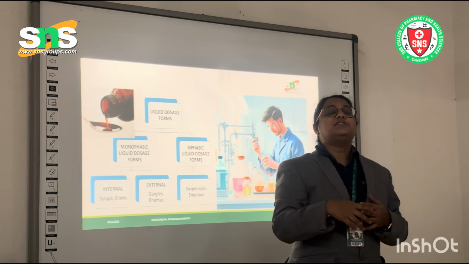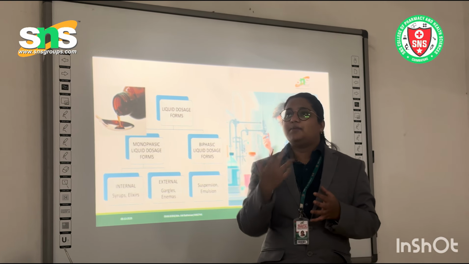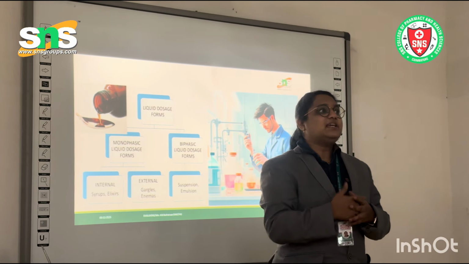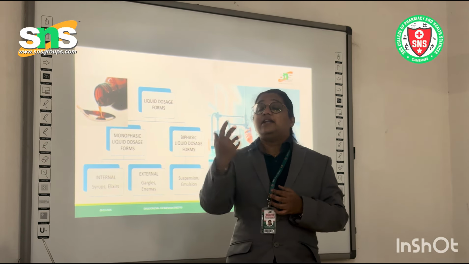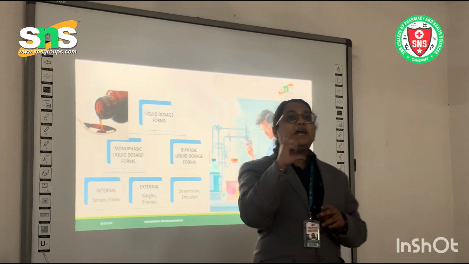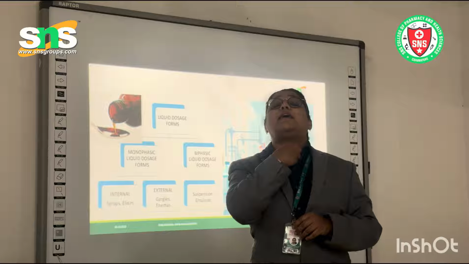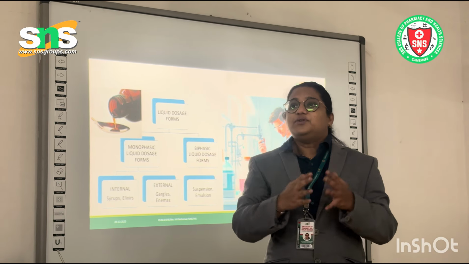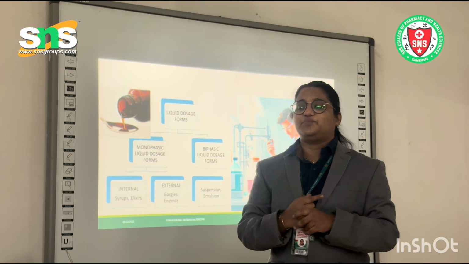Why do we use mouthwash? To clean our teeth or something, and after using the mouthwash we just spill it off. Then there are gargles: if we get any throat infection, the doctor will give us a gargle. The best marketed example is Listerine, blue color and green color. We take it, gargle, and just spill it off. So these are external-use monophasic liquid dosage forms.